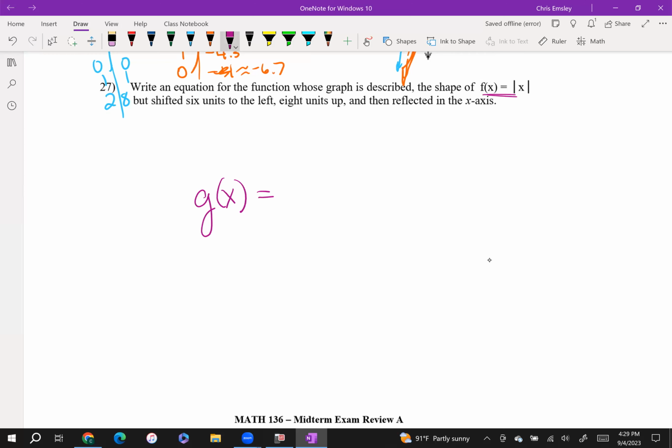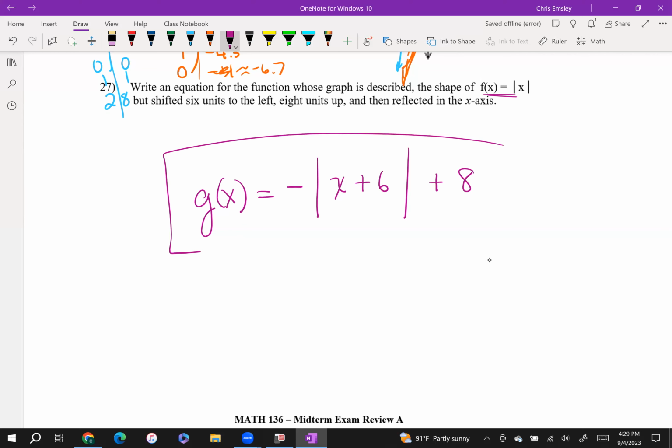We got a couple things going on here. We want to shift it 6 units to the left. That's a horizontal change, so that needs to go inside my absolute value symbols. Horizontals are inside. 6 units to the left is a plus 6. Plus 6 moves it to the left. 8 units up, that's a vertical change, so that's a plus 8 outside of the absolute value symbols. And then reflected over the x-axis, that's really a vertical change. So that's a negative sign that goes on the outside of my absolute value symbols.